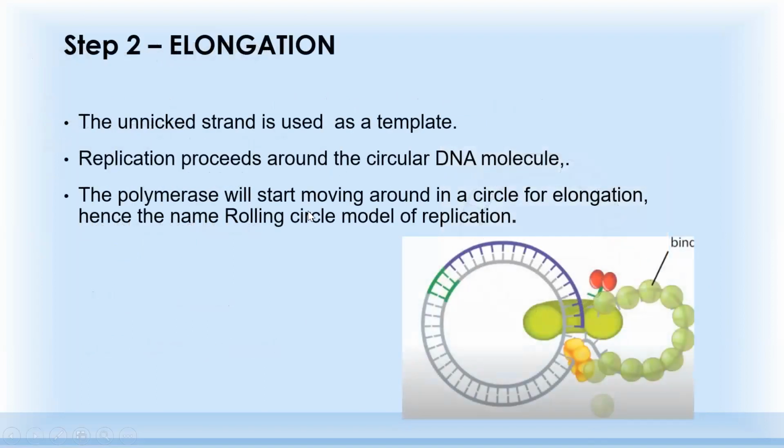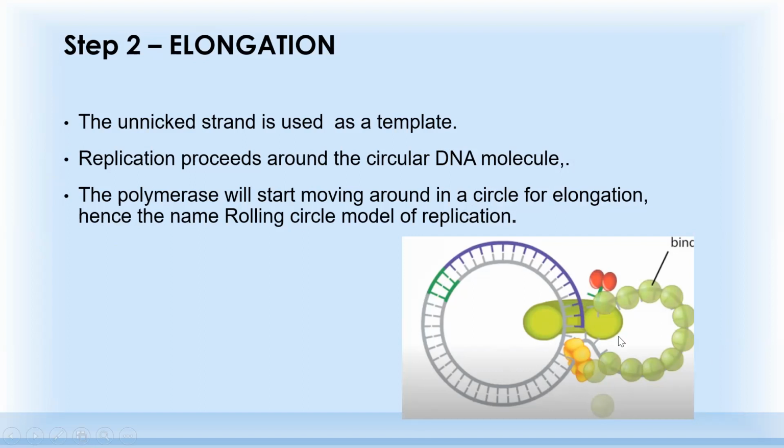Now, step 2, that is elongation. What happens during step 2 is that the Rep A protein recruits the DNA polymerase 3 enzyme, which comes and binds to the origin of replication, all right? The Rep A also recruits a gene-encoded helicase, that is PCRA helicase. The PCRA helicase unwinds the DNA for the replication process.